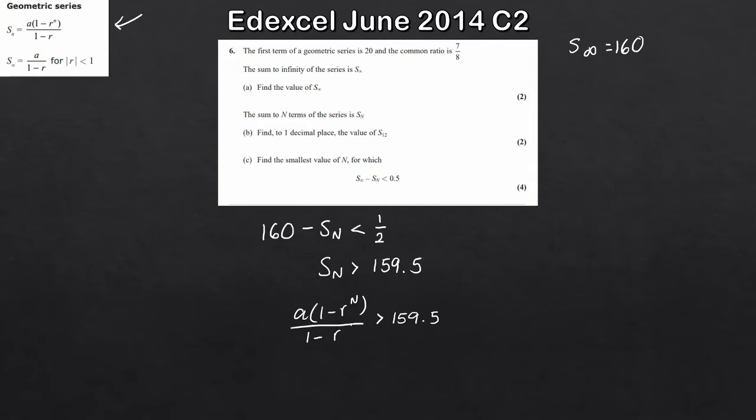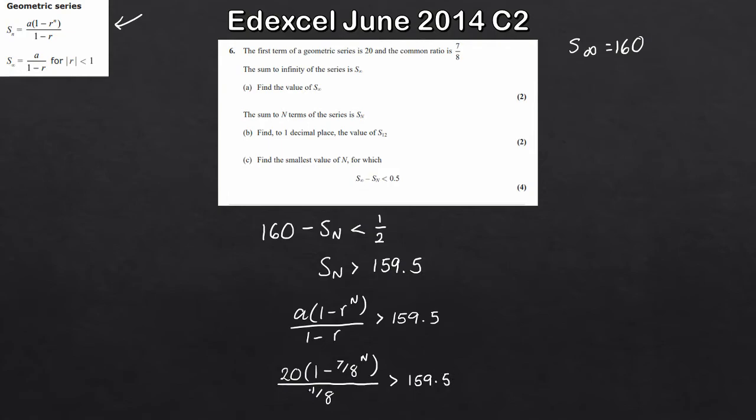But let's plug in the numbers we know. We know a is 20, we know r is 7 over 8, and we know n. In fact, we don't know n for this one. So this is going to be 20, 1 minus 7 over 8 to the n, divided by 1 over 8, and this is all greater than 159.5.